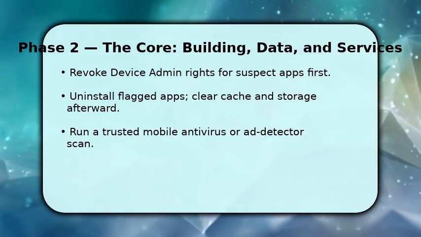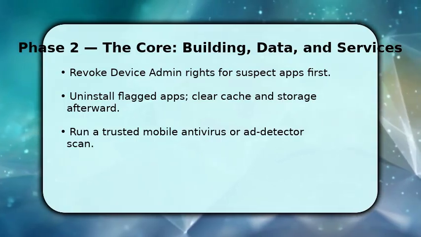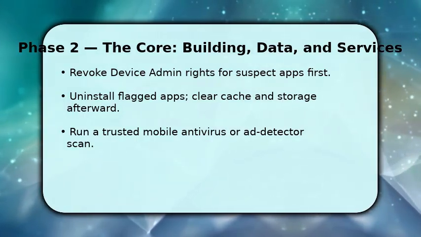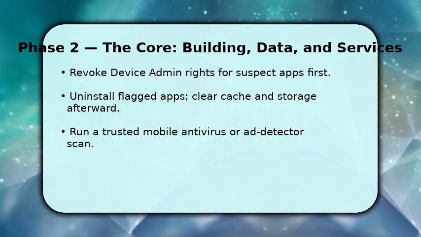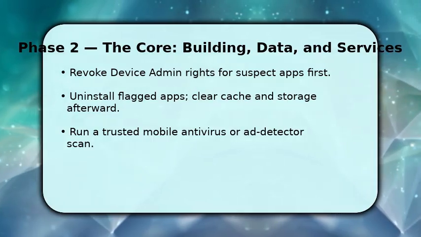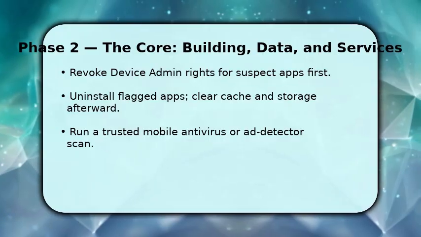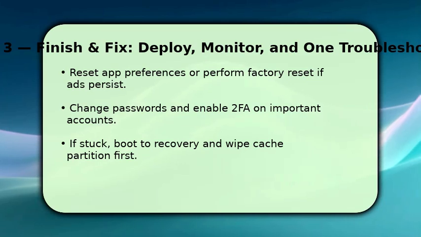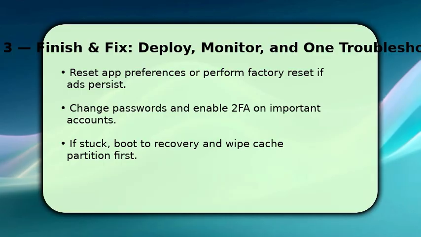If they persist, run a reputable antivirus or ad detector app to find hidden adware components. Make sure to update Google Play and system apps, because outdated system components. If ads continue after uninstall and scan, reset app preferences to restore defaults. This often stops overlays. If that fails, back up and perform a factory reset to eliminate persistent adware.